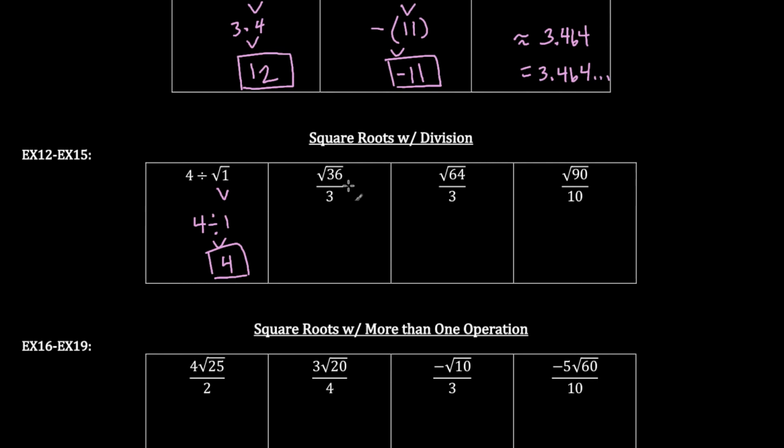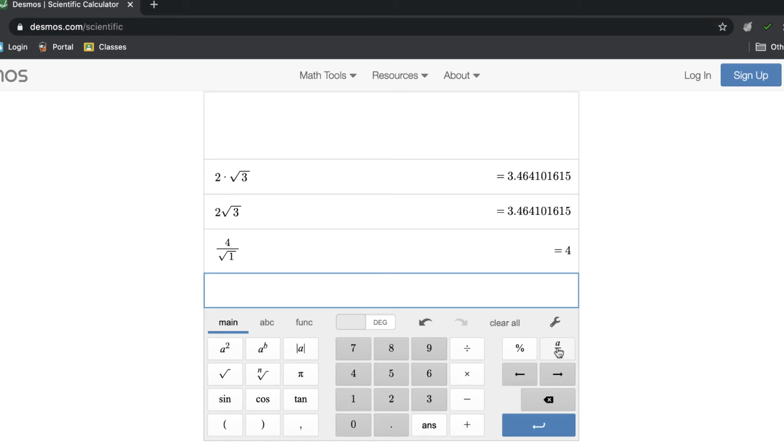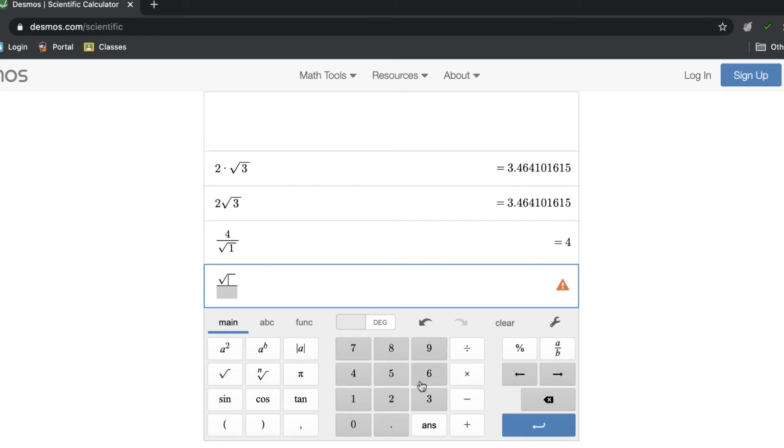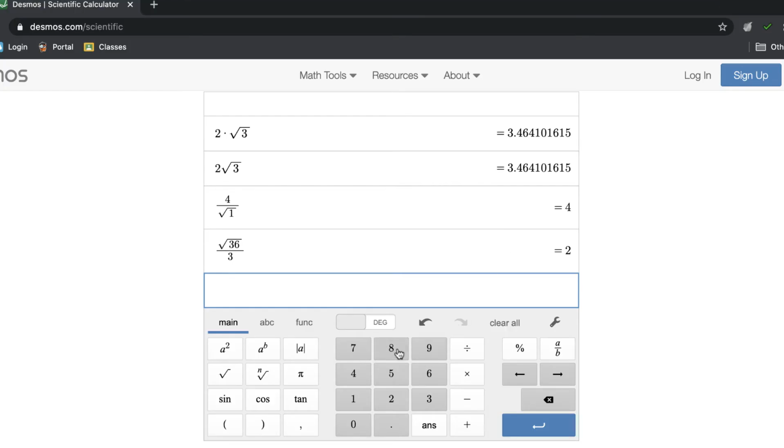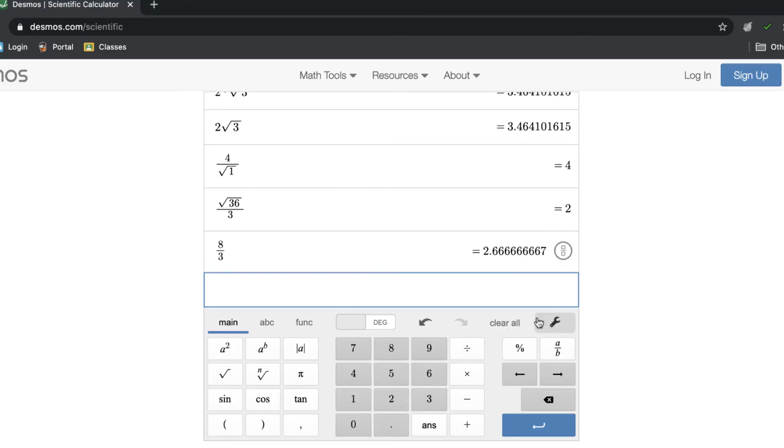So square root of 36 is 6, because 6 times 6 is 36. Over 3, I should get 2. So square root of 36 over 3. Square root of 36 over 3 is 2. Oh, that's what I got. Cool. Square root of 64 over 3. Square root of 64 is 8 over 3. That's going to be a decimal. So 8 divided by 3.